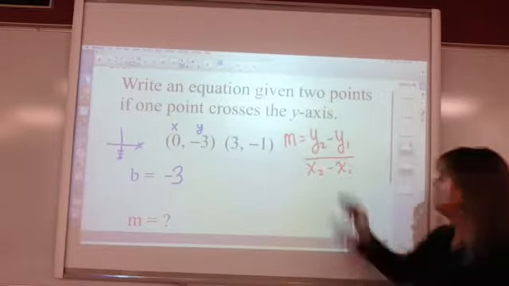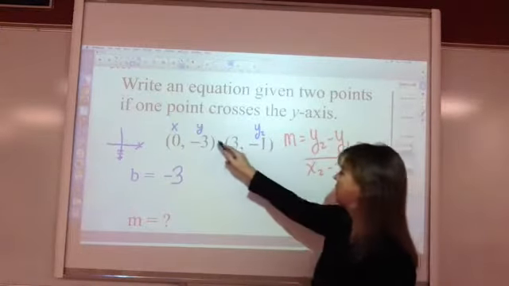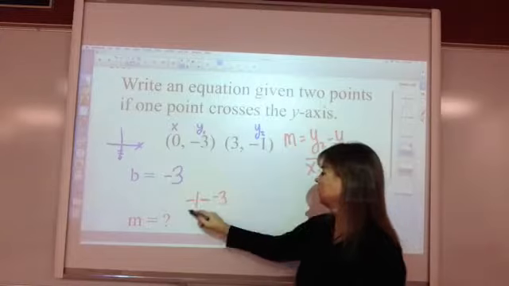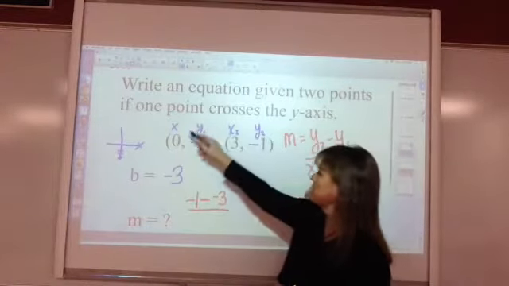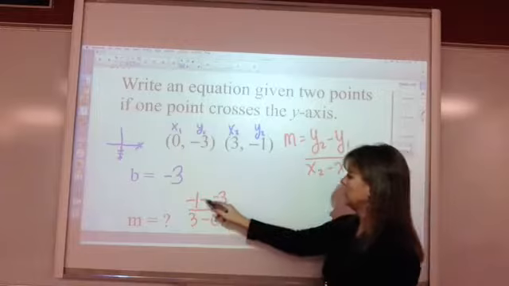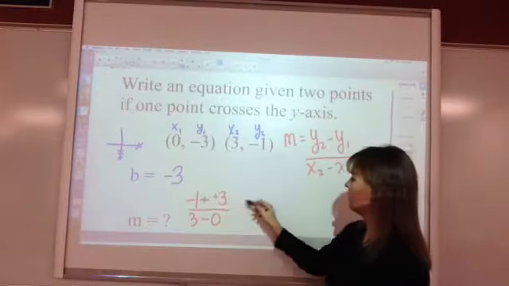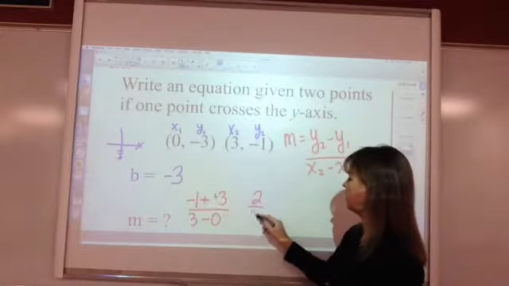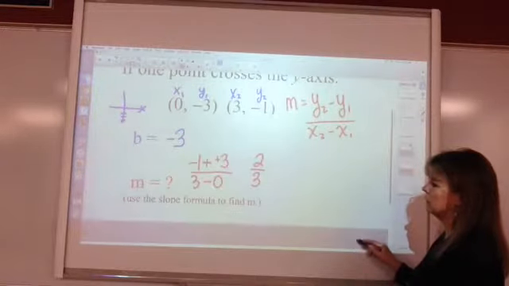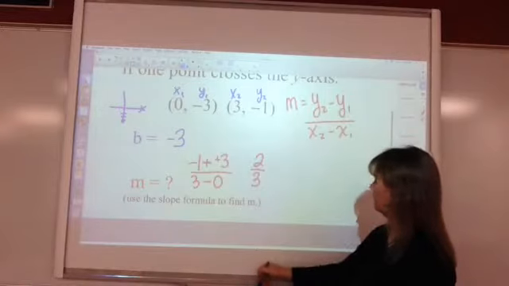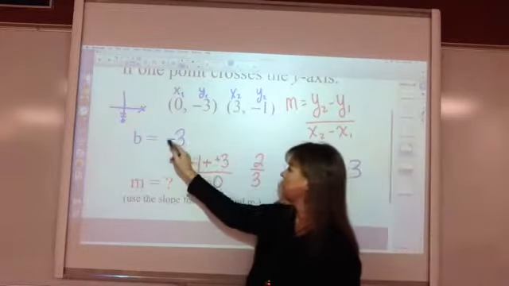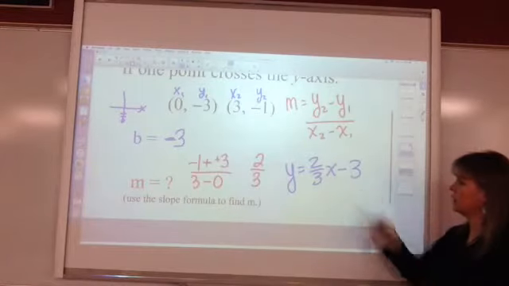at doing your homework. We need to take the second y and minus our first y, which is -1 minus -3. Then we need to take our second x and minus our first x, which is 3 minus 0. 2 negatives, make that plus or use your calculator. -1 plus 3 is 2, and 3 minus 0 is 3. Now you have your b, which is -3. You have your m, and you write the final answer as y equals 2/3 x minus 3, because your base is -3. Slope goes here, base goes here.